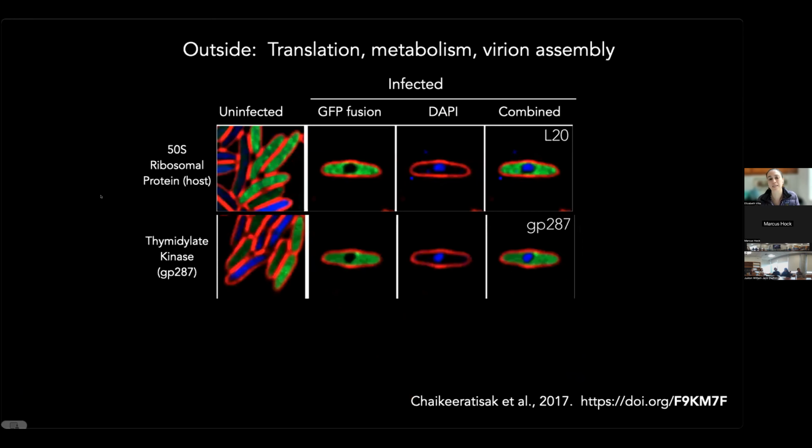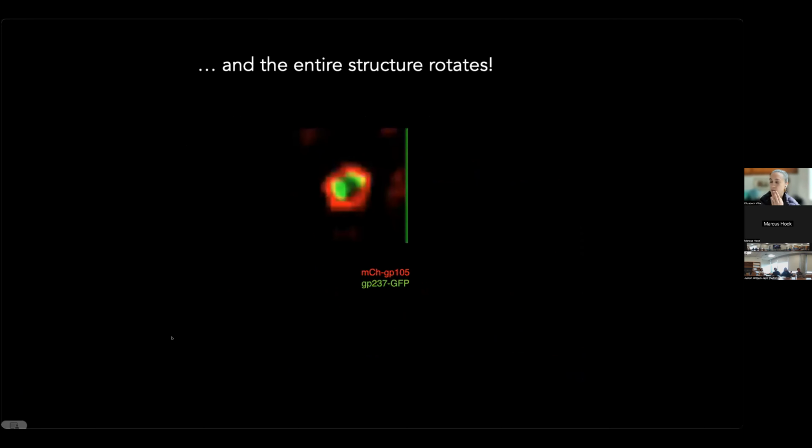And conversely, we already knew that ribosomal protein stayed outside, but it was satisfying to see it completely excluded from the nucleus, and then any metabolic protein that we thought to look at, both from the phage or the host, also remains outside. So now this thing really behaves like a nucleus, which is cuckoo for Cocoa Puffs.